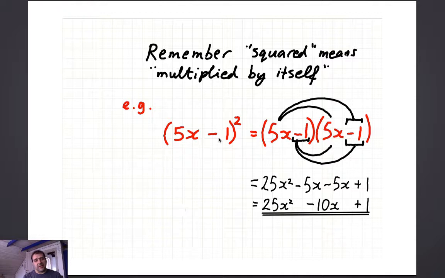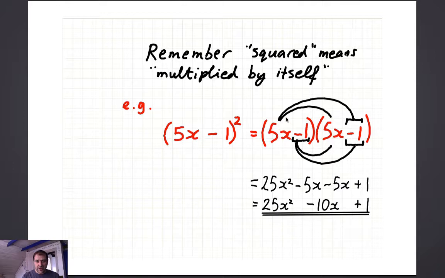And then another thing that people forget, 5x minus 1 in brackets, and then that's squared. So the mistake people make is to just square the individual terms. But you still have to remember that 5x minus 1 squared means 5x minus 1 times 5x minus 1. So it's everything in that whole bracket multiplied again by everything in that whole bracket.